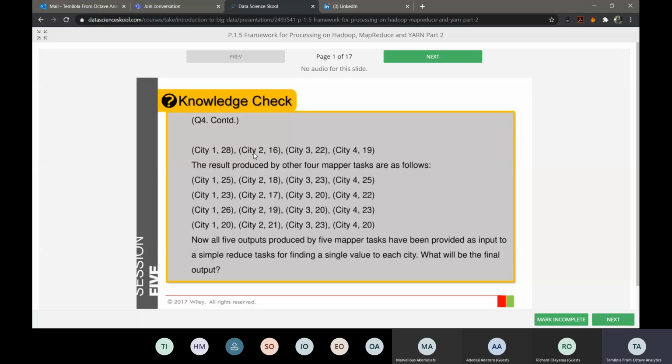For city 2, Richard, one thing I want you to look at here is that the key is city 2 and the value is 16. That's why we have key value pairs, meaning for every key, for every instance in the data set, we have a value for it. So in the first CSV file, for the key of city 4 in the data set, the value we have for it is 19.